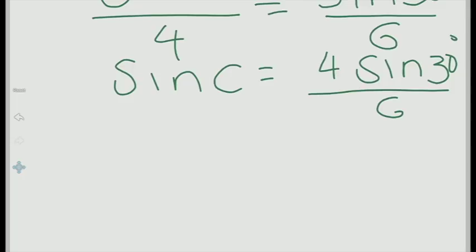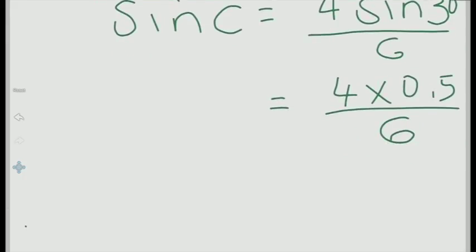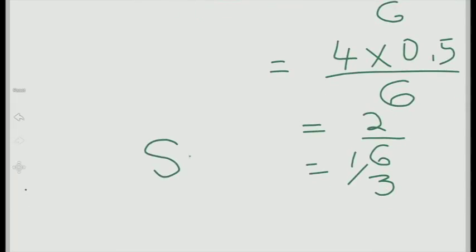So we're going to have sine 30. The sine of 30 is 0.5. Multiplied by 4, it will give you 2. And then you divide the 2 by 6. Let me show all the working. We have 4 times 0.5, the sine of 30, over 6. 4 times 0.5 gives you 2. So you're going to have 2 over 6, which is the same as 1 over 3, which is 0.333. Now, this is the sine of C.